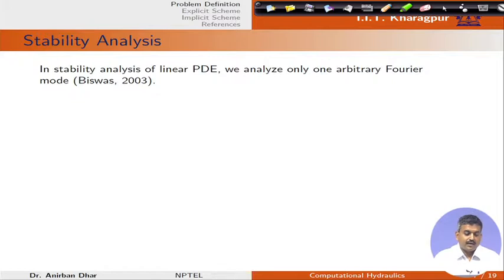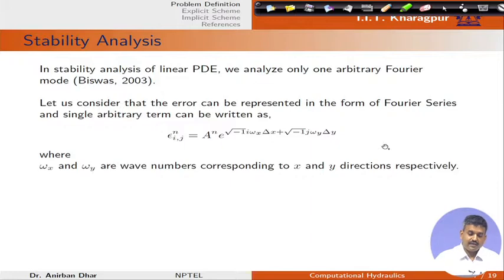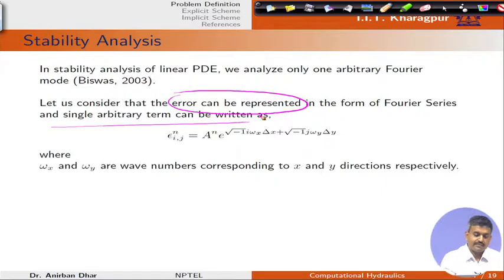Stability analysis. In stability analysis of a linear PDE, we analyze only one arbitrary Fourier mode. Let us consider that the error can be represented in the form of a Fourier series, and a single arbitrary term can be written as epsilon i j n, where a n is the amplitude. In this case, omega x and omega y are the wave numbers corresponding to the x and y directions respectively, square root of minus 1 is the imaginary number, and i and j correspond to the x and y directions, these are indices.